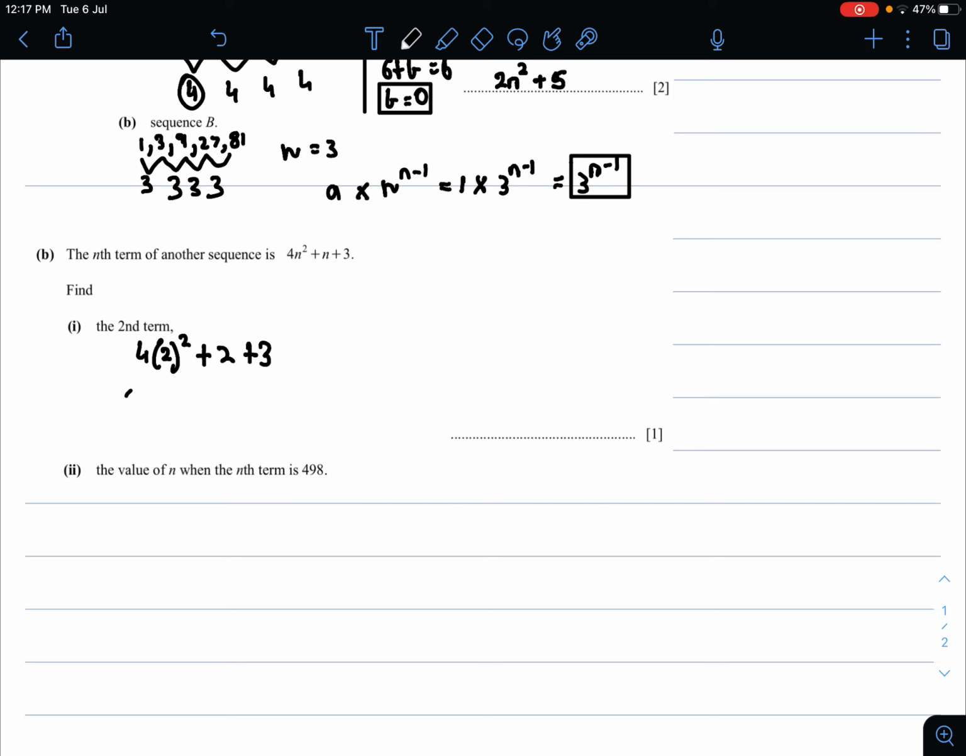So 4 multiplied by 2 square, which is 4. So 4 multiplied by 4 is 16 plus 2 plus 3, which would leave us with our final answer for part B1 as 21. Now let's move on to part B2.